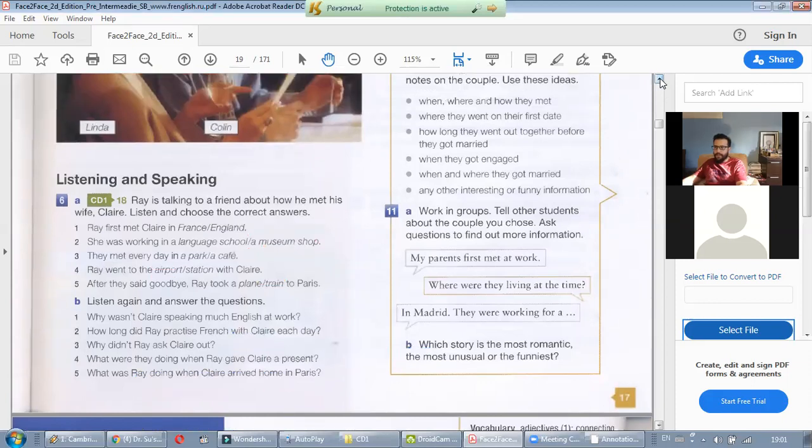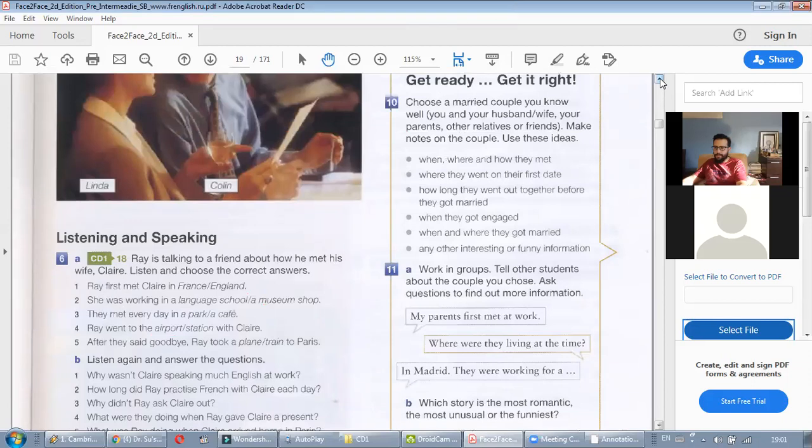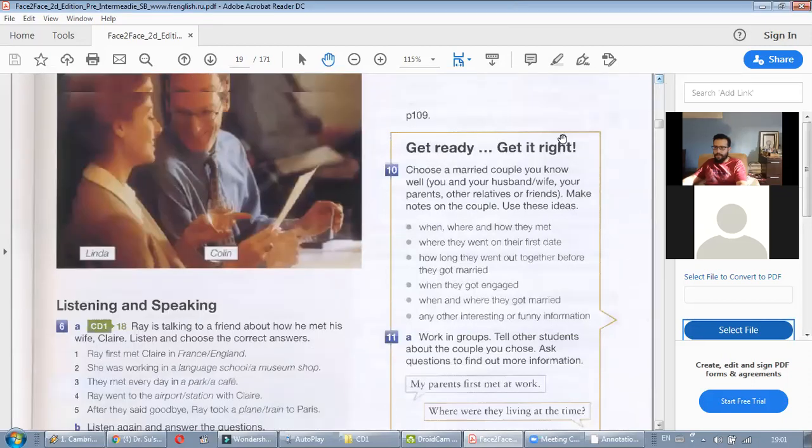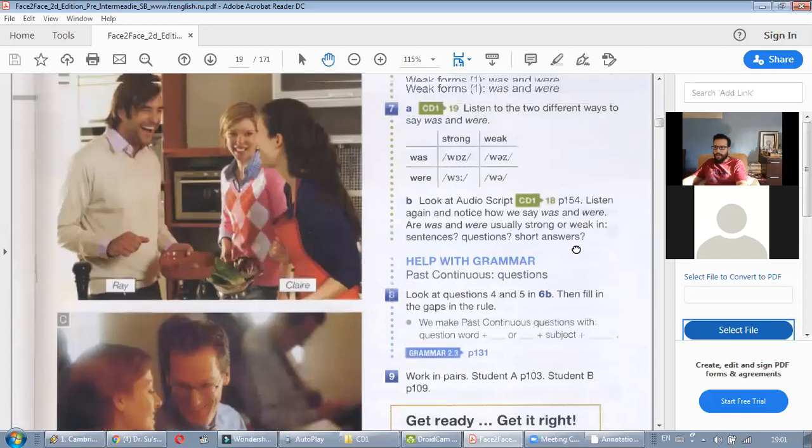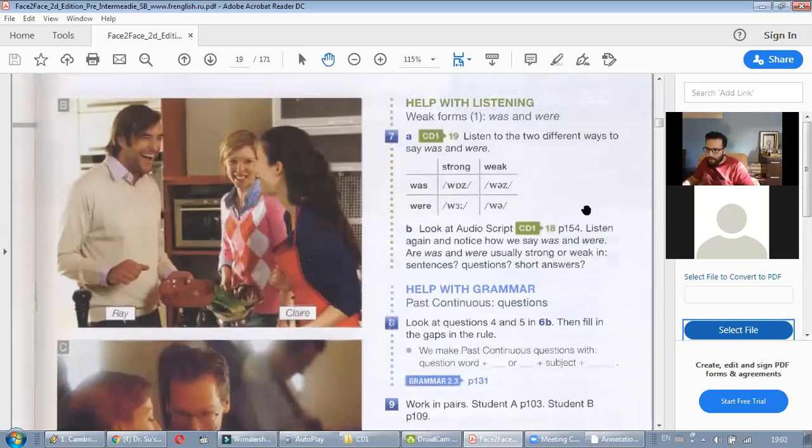Now in exercise number 7, let's check it. So we have a little bit of grammar here. All right, so we have the weak forms of was and were. So here we have something in English. Remember when we talked about stressed words and unstressed words. We talked about sentence stress. So here there's the same story with was and were.